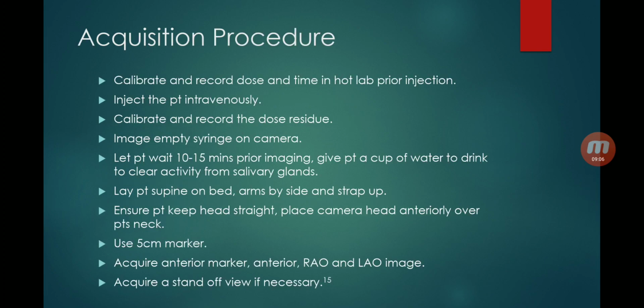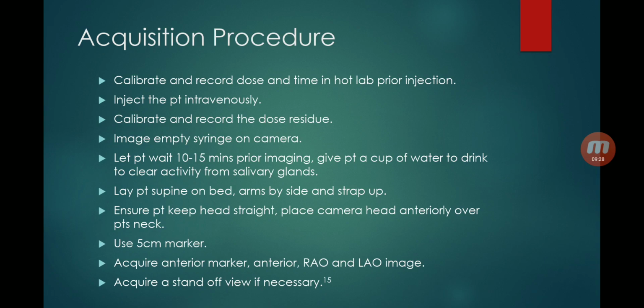So calibrate and record dose and time in hot lab before injection. Inject the patient intravenously. Calibrate and record the rest dose. Then take a picture of the empty syringe. Let patient wait 10 to 15 minutes after injection and give patient a cup of water to drink.